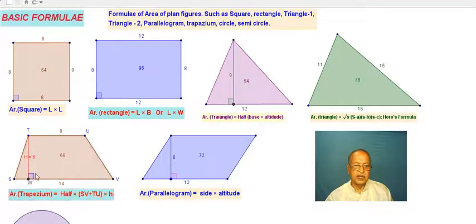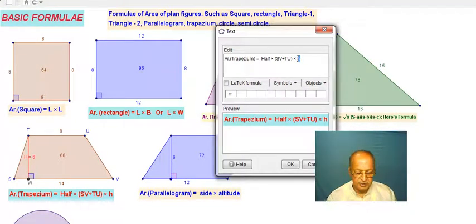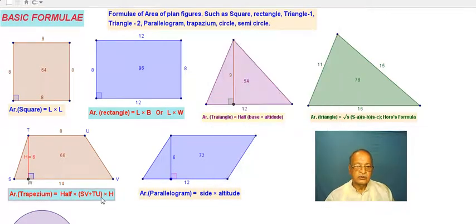So area is half of the sum of SV plus TU, into H, capital H. So we'll put these values here and get the answer. 14 plus 8, it is 22, divided by 2, that is 11. 11 into 6, that is 66 square unit.